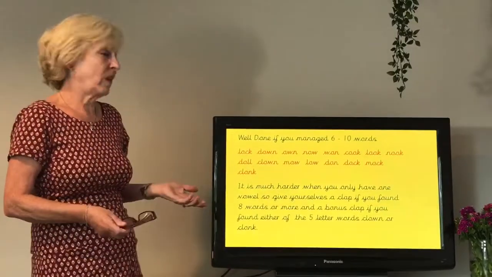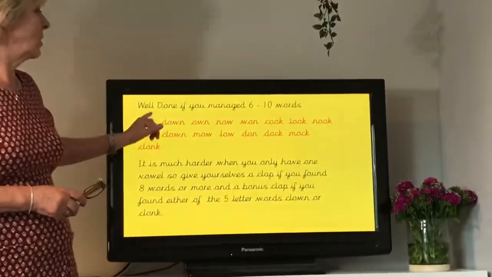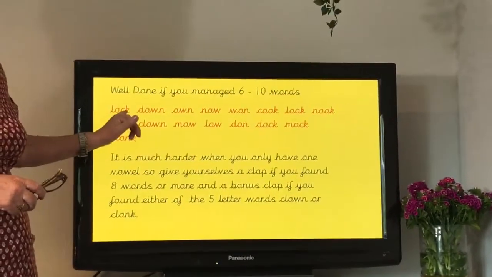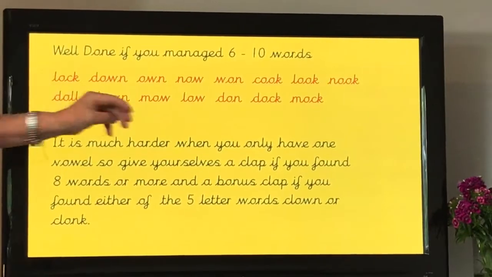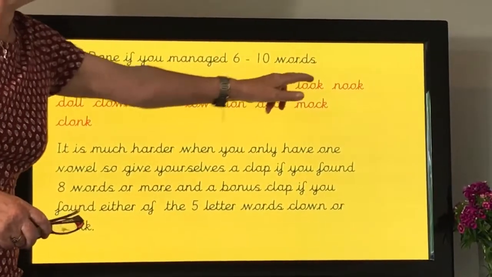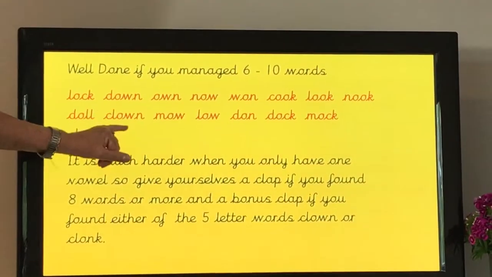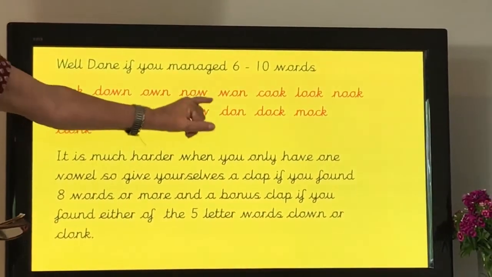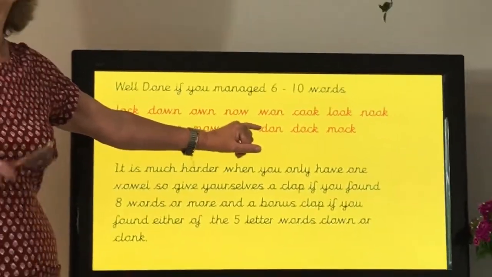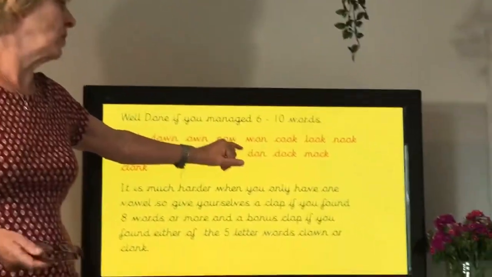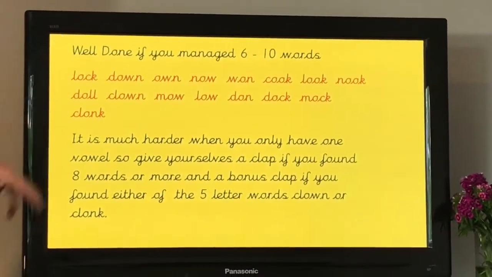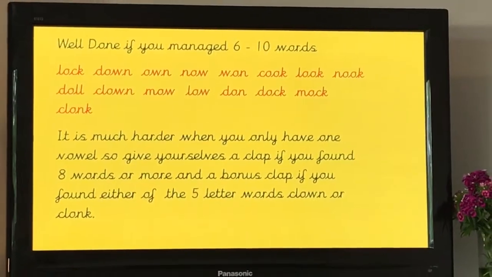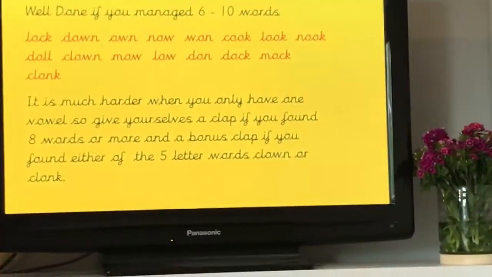Some of the words I got were lock, down, it's obviously a compound word, own, now and one, those 3 letters I was telling you about, cook, look, nook, doll, clown, mow, low, don. Don is an old-fashioned word and it means to wear, to put something on. Dock, mock and clonk. So well done if you had a real go at that, because that actually was very hard because it only had one vowel in.